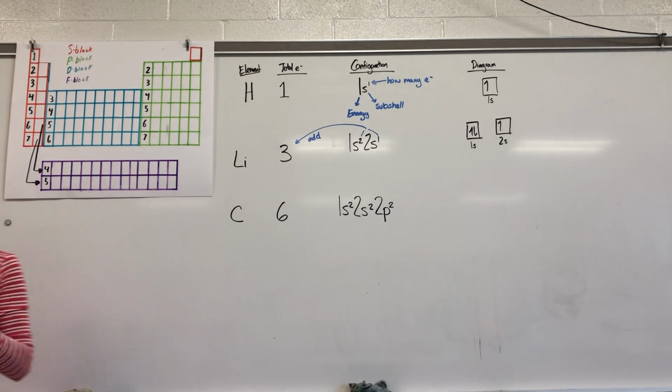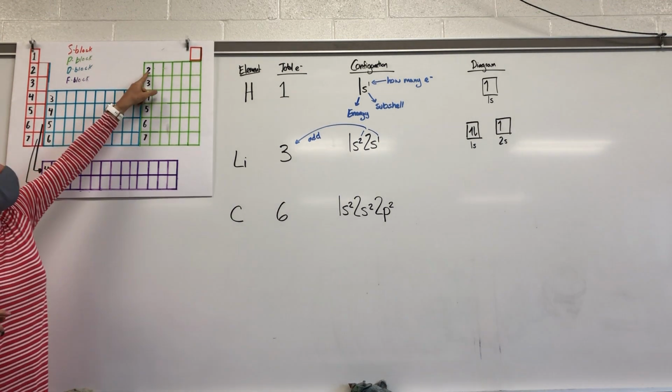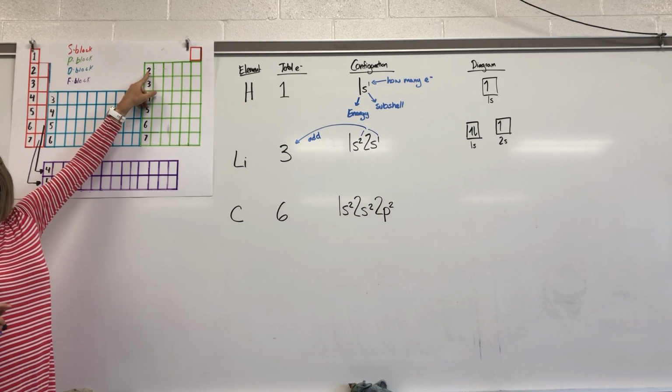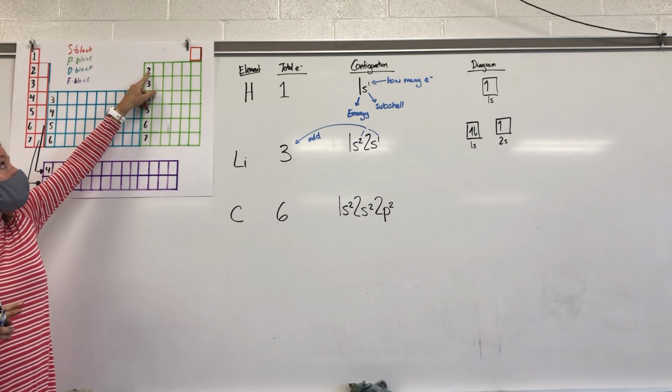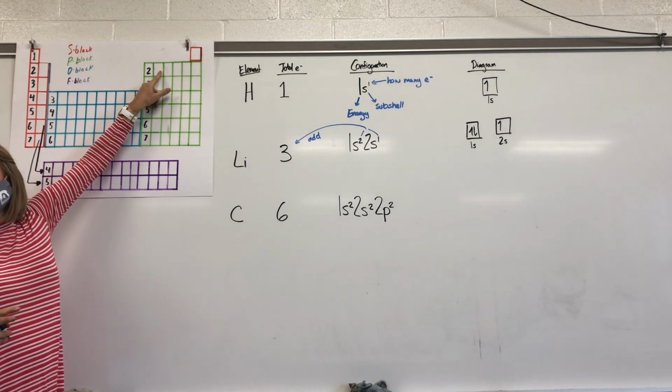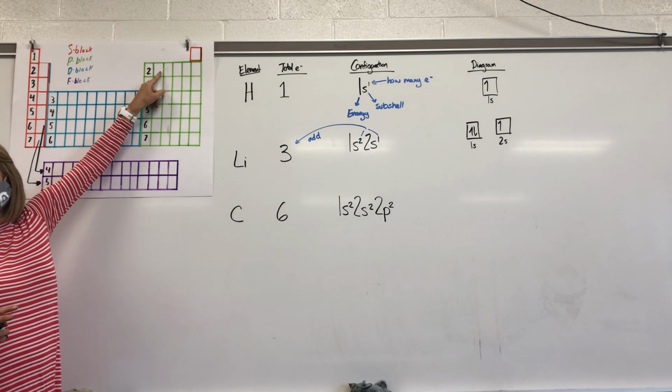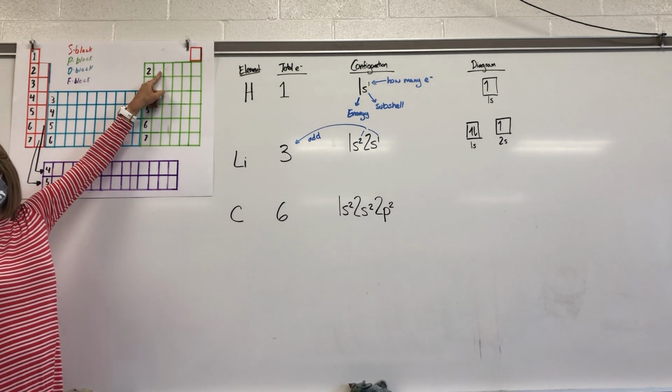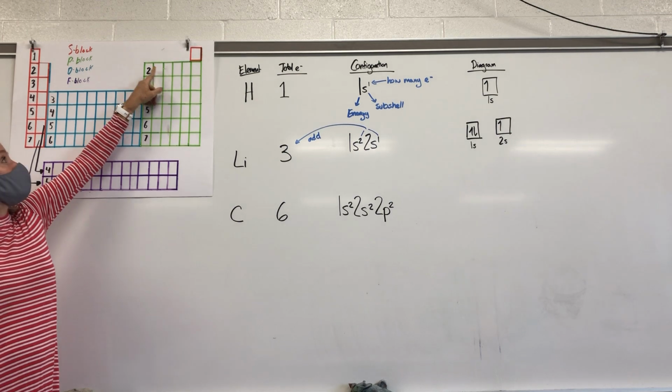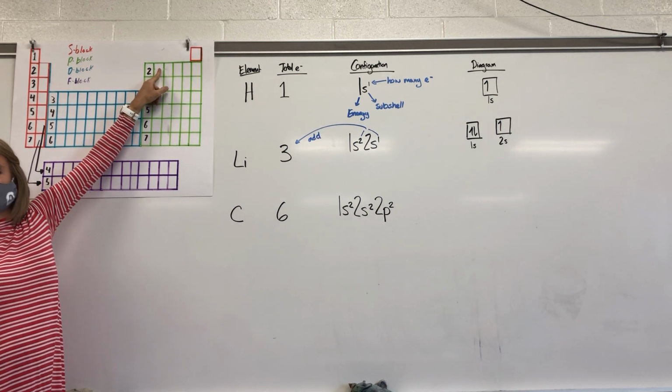Look up here at my map for a second. If I'm in the 2p and I count over 2 squares, 1, 2, what element is that blank box? Carbon, the one we just wrote it for. Right? So you stop once you get to the element you're writing it for.